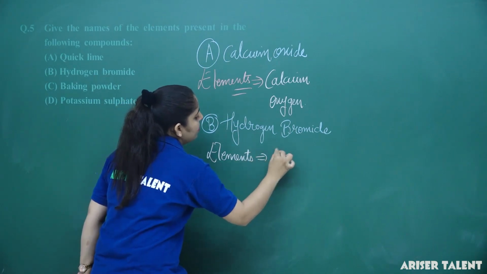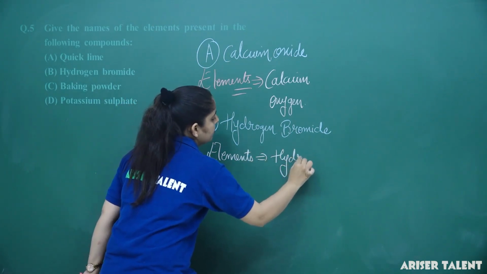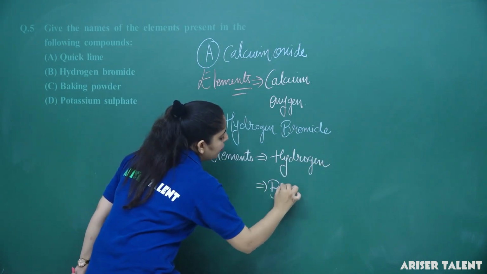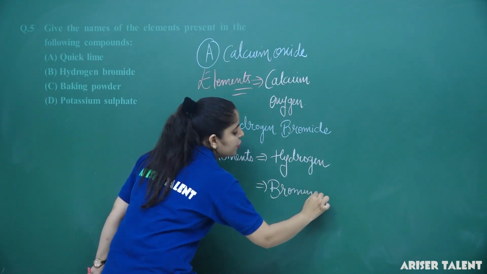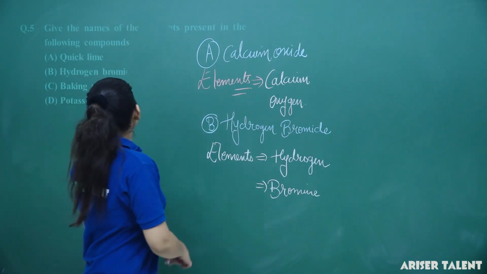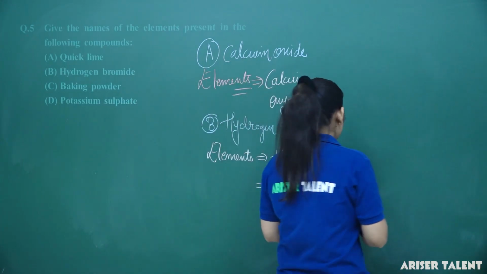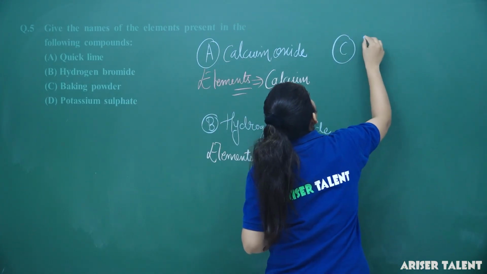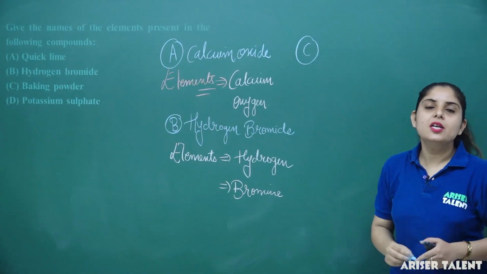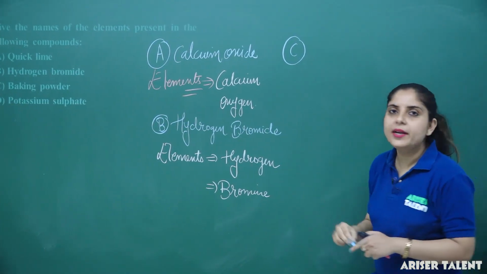Elements here are hydrogen, and bromide means bromine is going to be present here. So, it is a combination of hydrogen and bromine only. Clear? Baking powder. The third compound is baking powder, and our baking powder is sodium hydrogen carbonate.